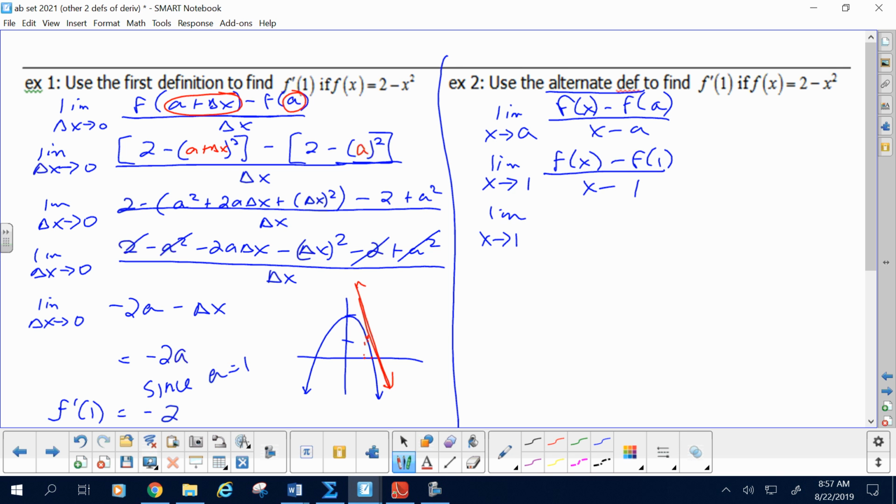Now let's get into a little more detail. What's f of x? 2 minus x squared. What's f of 1? 1. Over x minus 1. If I distribute or subtract, I get 1 minus x squared over x minus 1. If I try and evaluate that limit, what do I get? 0 over 0. Now that's always going to happen in derivatives, because if you're trying to find change between a point and itself, that's 0 over 0. You cannot do that. And so we need to use our limit skills.